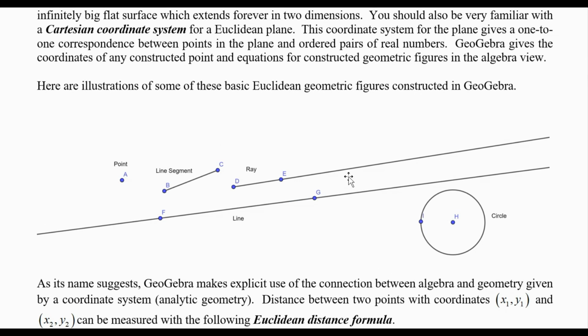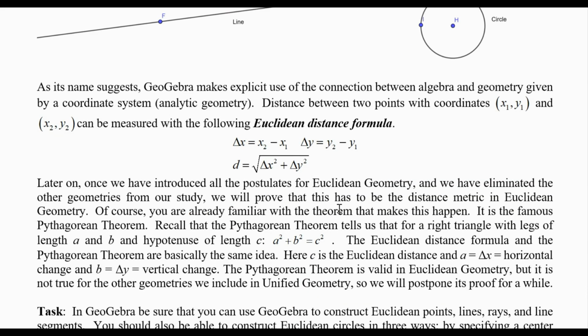So, once again, as the name suggests, GeoGebra makes explicit use of the connection between algebra and geometry given by a coordinate system, analytic geometry. I said this is an analytic approach when we do this. The distance between two points, say with coordinates x1, y1 and x2, y2, can be measured with the following Euclidean distance formula, which you should be familiar with. Delta x is x2 minus x1, and delta y is y2 minus y1. So delta x is the difference in the x's, or the horizontal change. Delta y is the difference in y's, or the vertical change. And then the distance is the square root of delta x squared plus delta y squared.